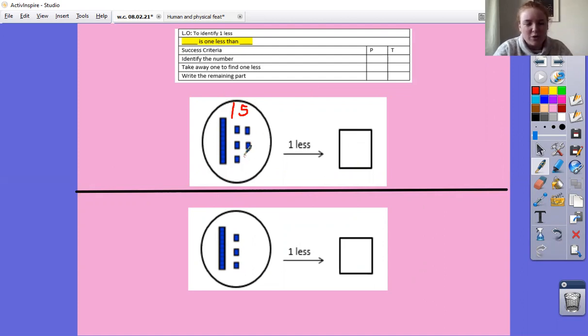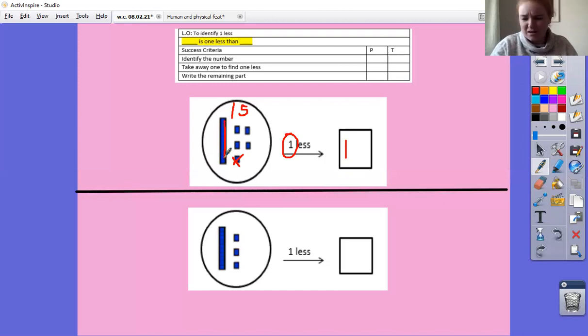What can I do? I can cross out one of my ones. So I'm going to cross out my 1. Is this a 1? No, that is not a 1. That is a 10. So that is not the part I want to cross out because that is taking away 10, and I just want to take away 1. I only want to find out what 1 less than is, not what 10 less than is. So I want to cross out 1 one. I'm going to recount the amount I have. So I've got 1 ten. I'm going to write it over here. 1 ten here.